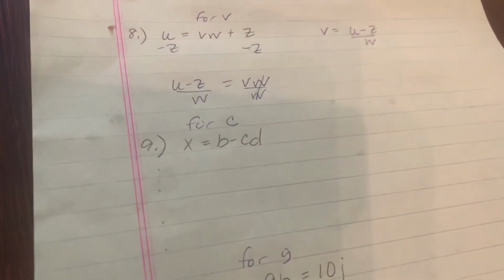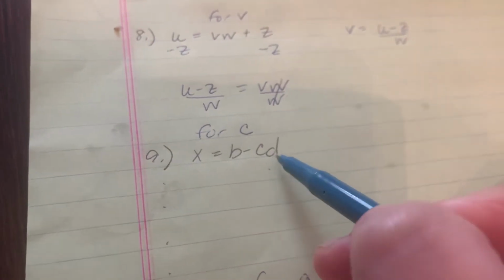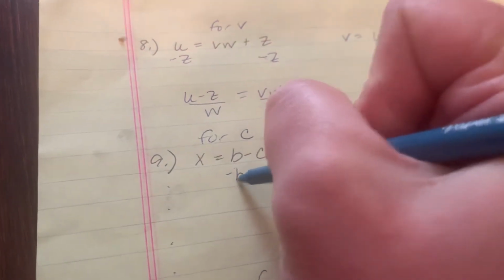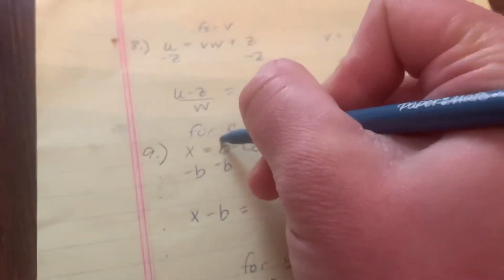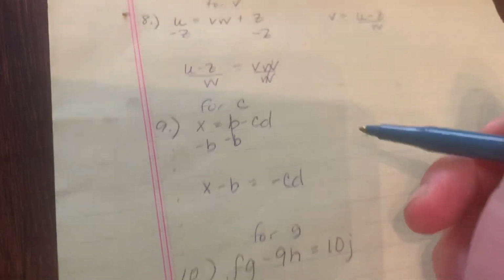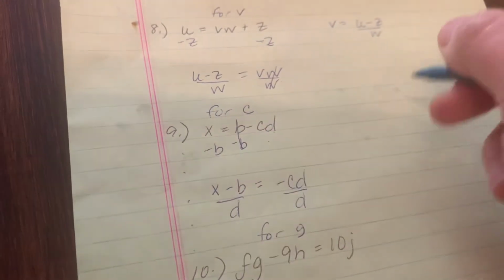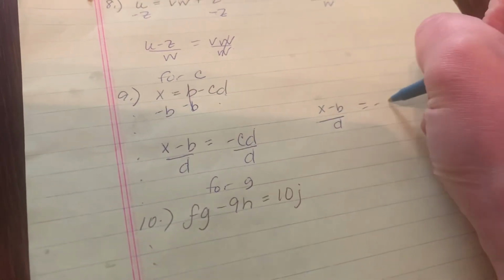Number 9, you're trying to solve for c, so anything that's not a c, get rid of. You gotta get rid of d and b. B is the furthest, let's get rid of it. It's positive, so remove it by subtracting it. You're left with x minus b equals negative cd. How do you get c by itself? Divide by d. So you have x minus b over d equals negative c.